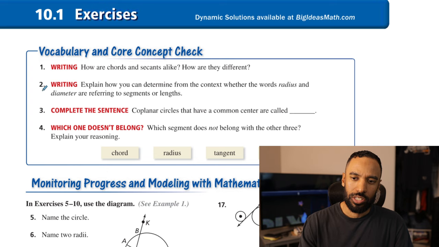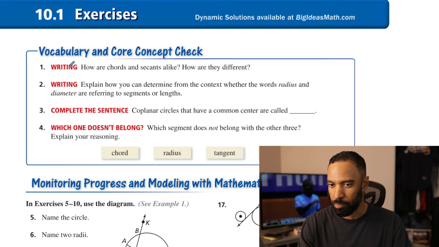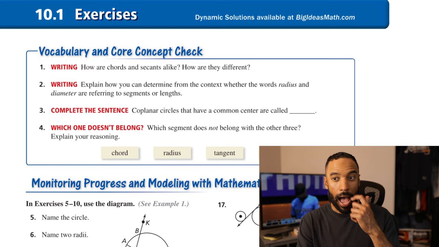Okay, let's do the vocabulary and core concept check and see what we got in numbers 1 through 4 before we do the official problem set. It's a writing question. How are chords and secants alike and how are they different? Well, I was explaining how they were alike. Meanwhile, they seemed to ignore it. So now they're letting me be hero and do that.